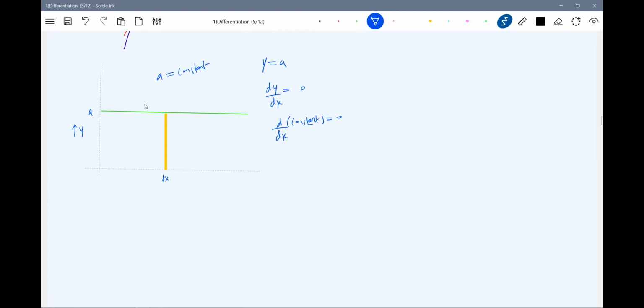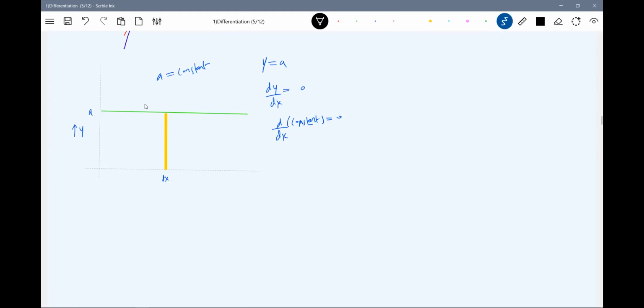Means though x changes, y will not change. That's all, simple. Don't break your head much. You can see that though x varies, y will remain constant. So the derivative of a constant will be 0. No change in y. And how do you define slope? dy by dx, dy is 0. So therefore slope is 0.